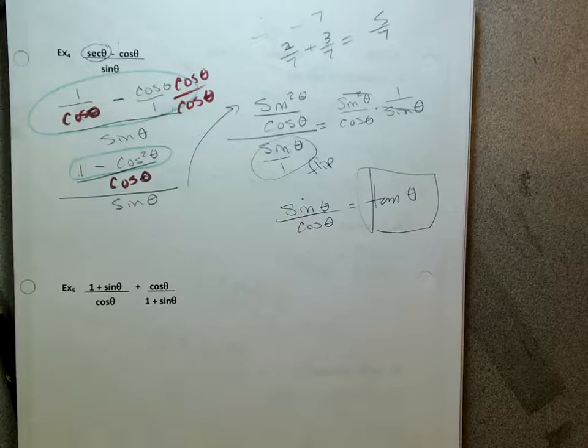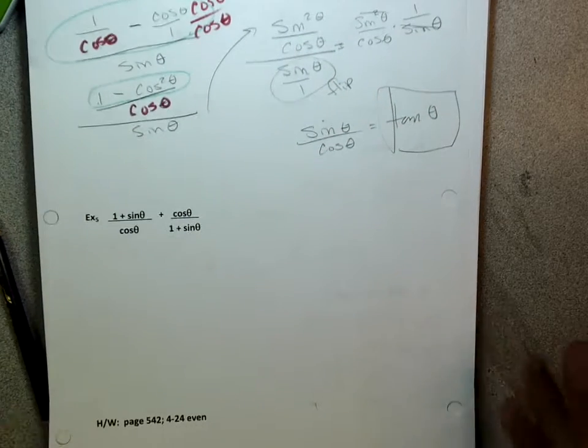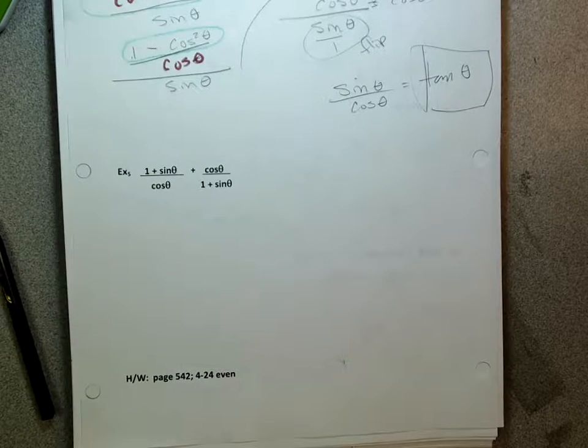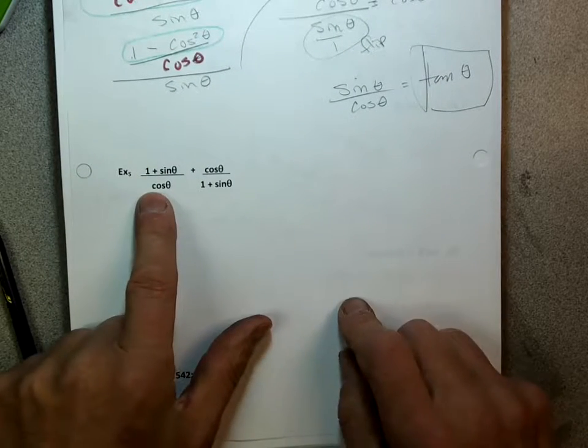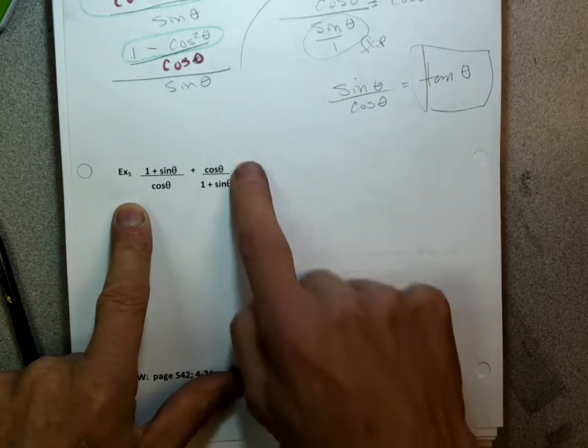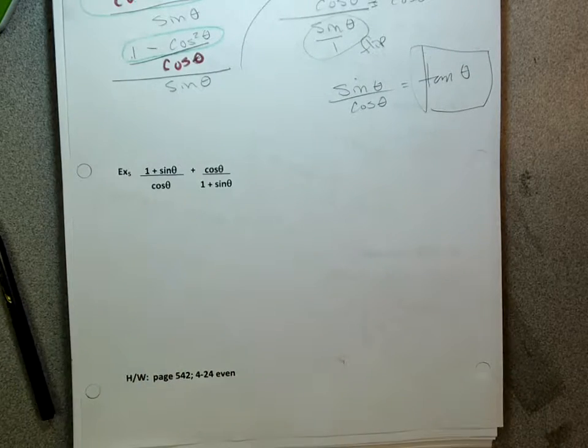All right, example 5, last but not least. Now, again, if you're adding fractions, you need a common denominator. So I'm going to have to multiply this first one by 1 plus sine. I'll have to multiply the second one by cosine, because my common denominator really is going to be this.